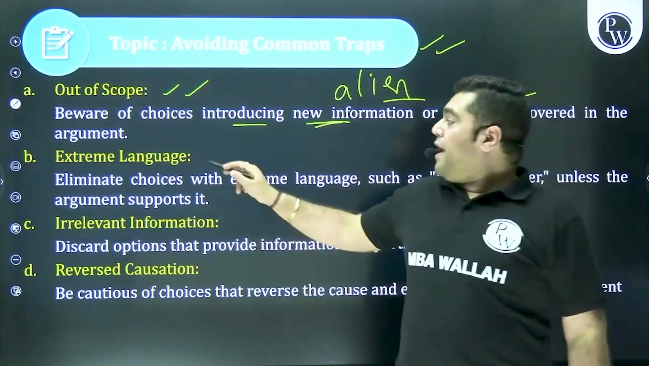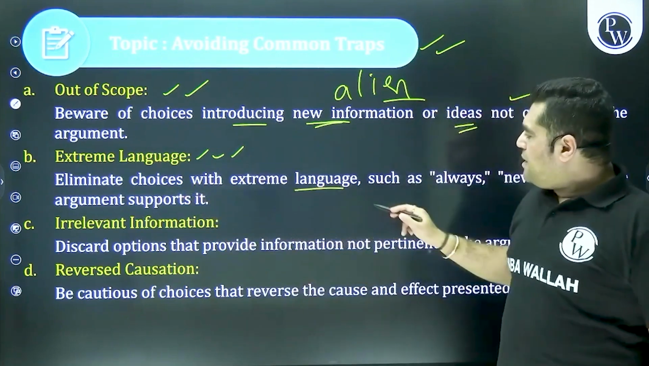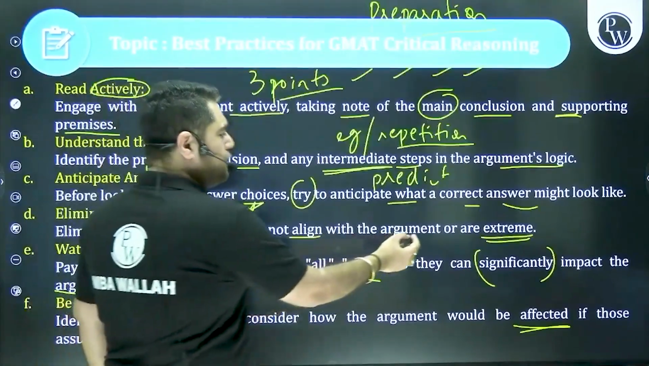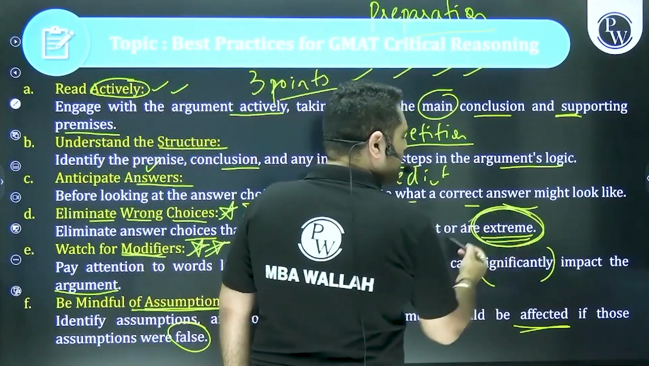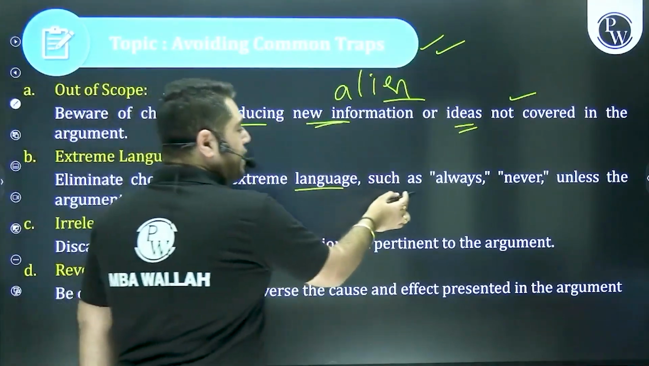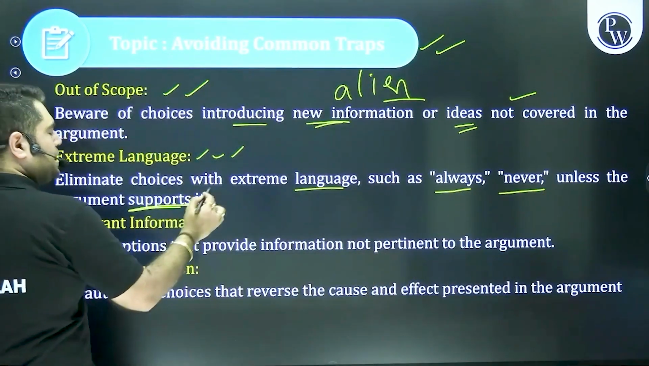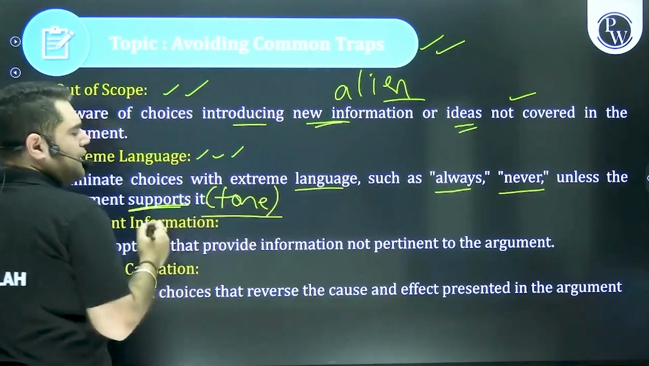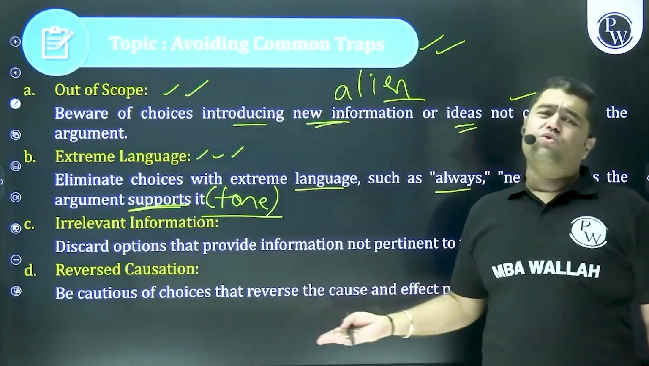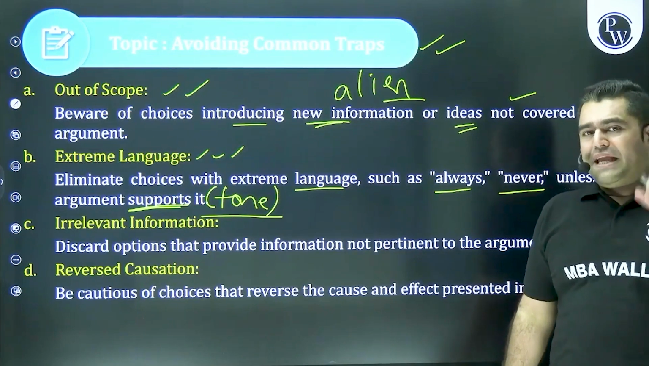Extreme language. Eliminate choices with extreme language, such as always, never. I've given you examples right here. Unless the argument supports it. It depends on the tone. If the wordings of the argument are extreme, then you can't help it, then it's okay. Otherwise, be careful, be wary, avoid.